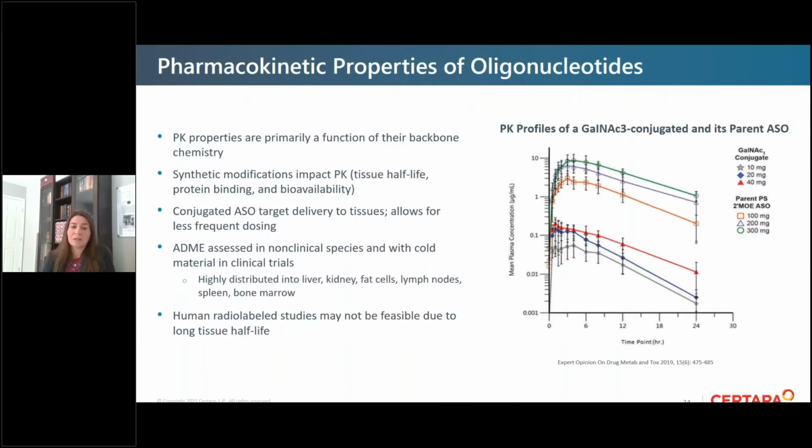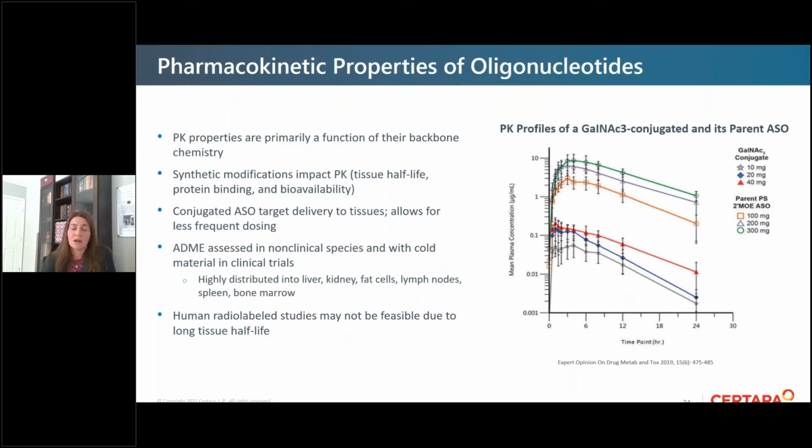As Martin covered during his presentation, the PK of oligonucleotides is primarily a function of their backbone and chemistry. Modifications to that backbone and conjugations to it have resulted in changes in tissue binding, protein binding, and bioavailability or half-life. One example is presented in the figure on the right, where the top three curves are the profile of a parent ASO, and the bottom three curves are the profile of the same ASO now with a GalNAc conjugation. As Martin explained, certain conjugations target specific tissues and increase distribution into the tissue.